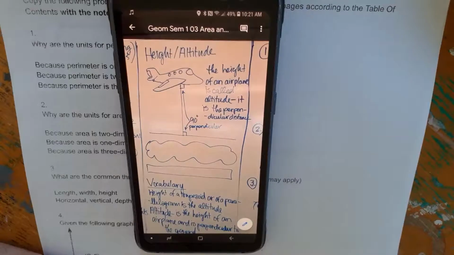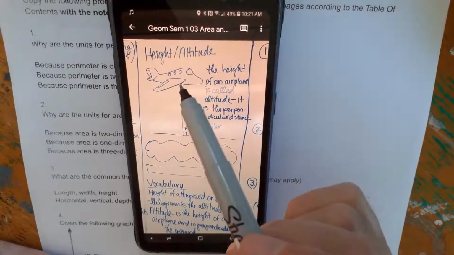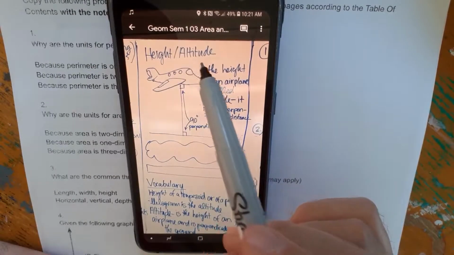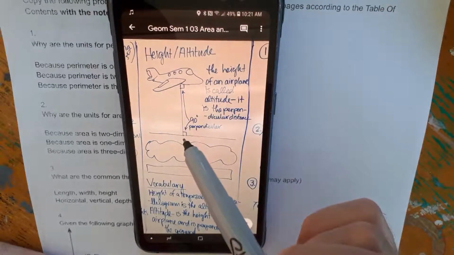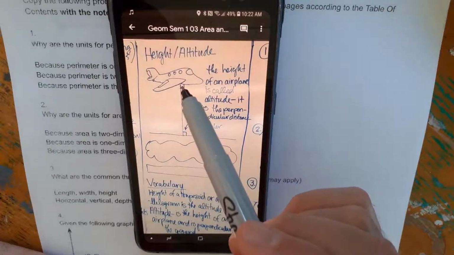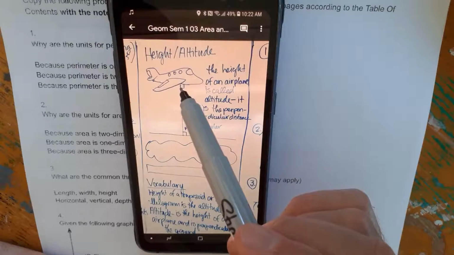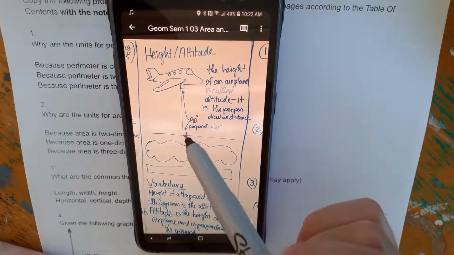There's a great graphic of an airplane I drew on the board. So altitude is another name for perpendicular height. That is the distance the airplane is from the ground. Notice that we are measuring that distance at a perpendicular height, so it's 90 degrees to the base of the airplane, 90 degrees to the ground.